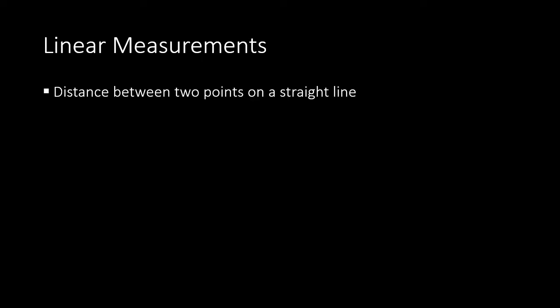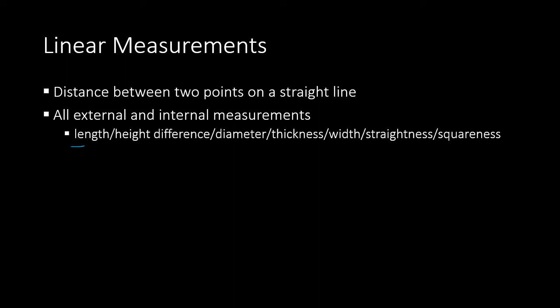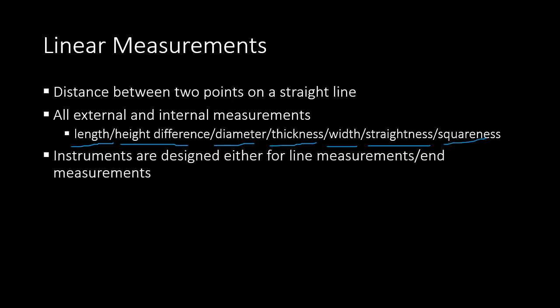So basically, a linear measurement is simply a distance between 2 points on a straight line. And this definition includes everything from length, height difference, diameter, thickness, width, straightness, squareness, and many more parameters. Instruments are designed either for linear measurements or end measurement. So there are two types of measuring instruments.